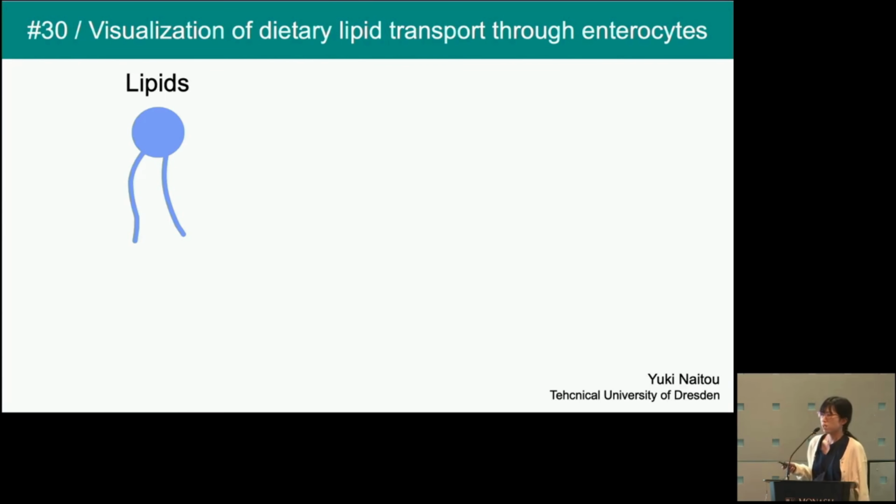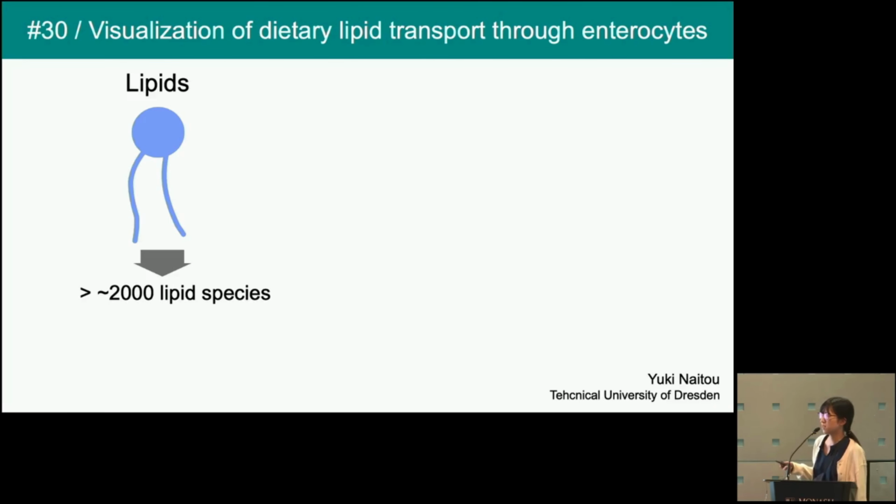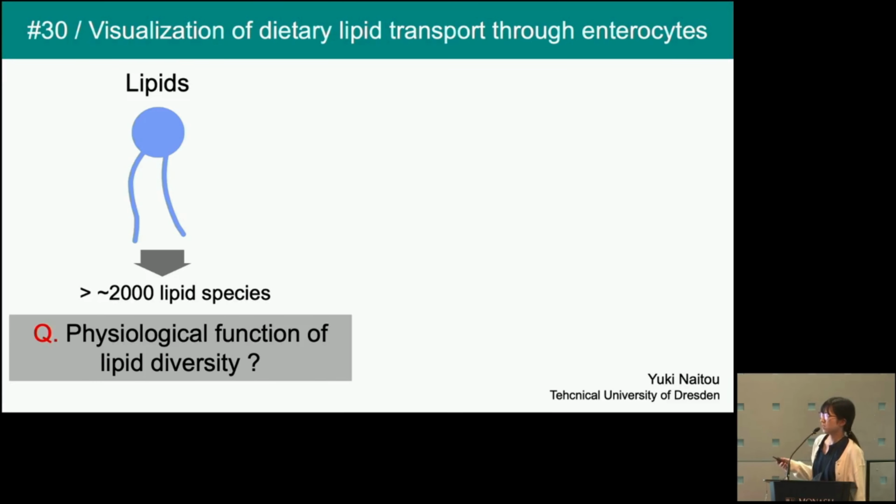We know that lipids are really essential molecules in our body, and they are so diverse. For example, in eukaryotic cells, there are more than 2,000 lipid species. So the big question in my project is, what is the physiological function of this lipid diversity?